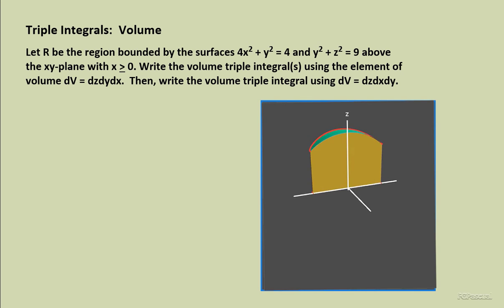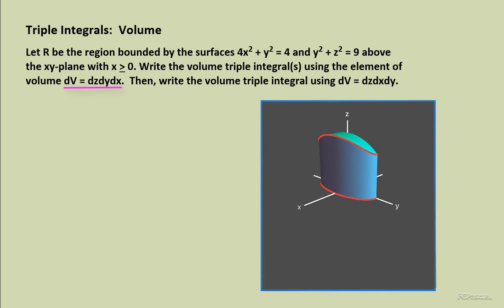To set up the volume triple integral with the first volume element dV equals dz dy dx, we need to write down the different inequalities for the different variables. This should help us with the setup of the volume triple integrals. First, the inequalities for z, the first variable of integration. The key is to follow the direction of the z-axis. dz, z-axis, that should be simple enough.